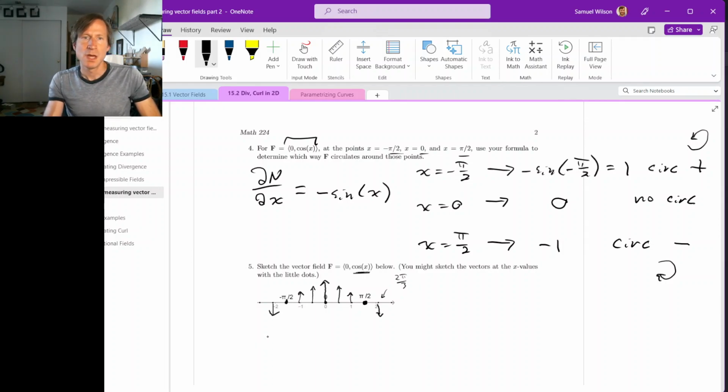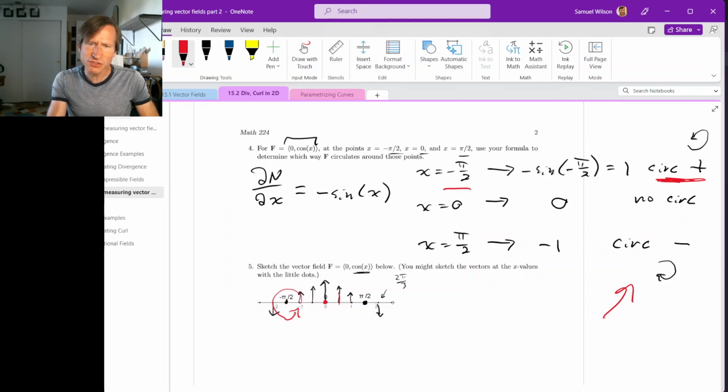All right. And now comparing the graph to the results of our calculation, at minus pi over 2, it looks like the vector field is up to the right and down to the left, so this is definitely circulating counterclockwise, which matches what we found. At x equals 0, this vector field is pushing equally hard on both sides and up on both sides. And so these two are balanced, it seems, and that would be no circulation. And then at pi over 2, with the vector field flowing down to the right and up to the left, that's definitely going to be causing a clockwise circulation, which matches what we found here.